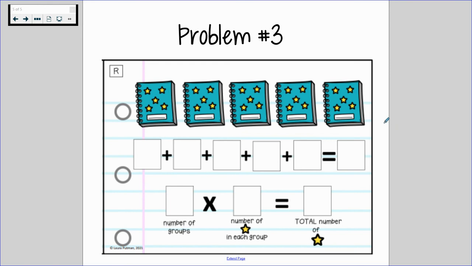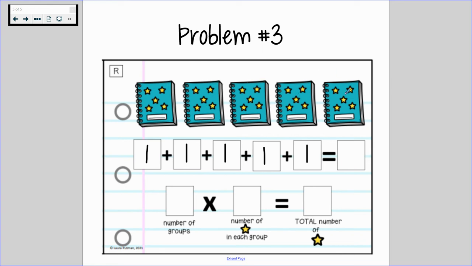And my last problem that we're going to do today is counting up all these awesome notebooks. So 1, 2, 3, 4, 5. So I have 1 plus 1 plus 1 plus 1 plus 1. There's 5 total notebooks here. So 1 plus 1 plus 1 plus 1 plus 1.